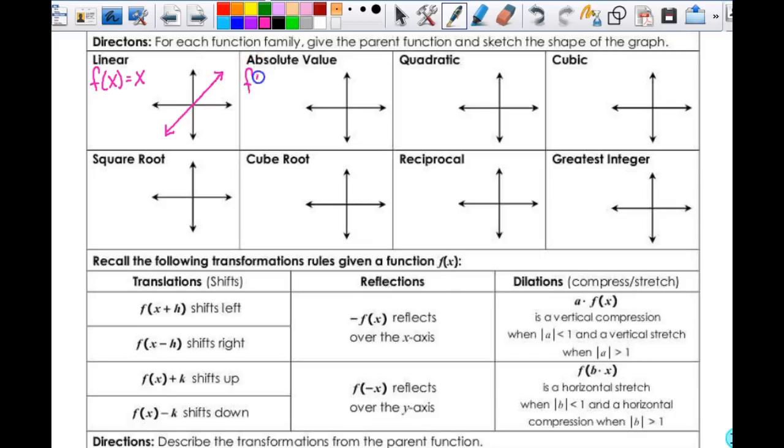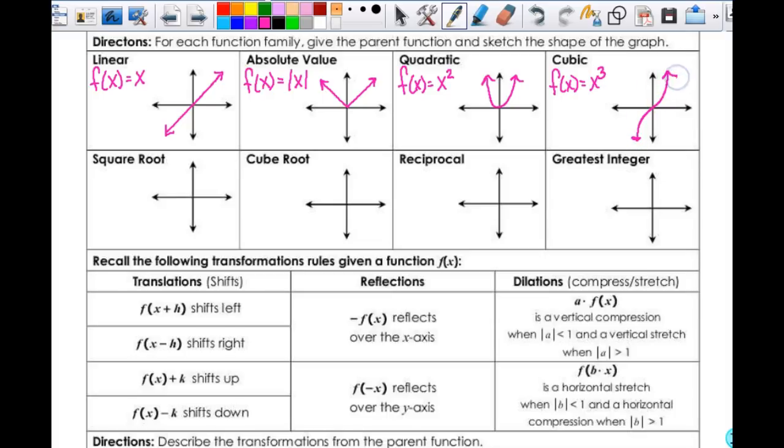Absolute value, f of x equals the absolute value of x. Looks like this. Quadratic, f of x is equal to x squared. That's a parabola. Cubic, f of x equals x cubed.